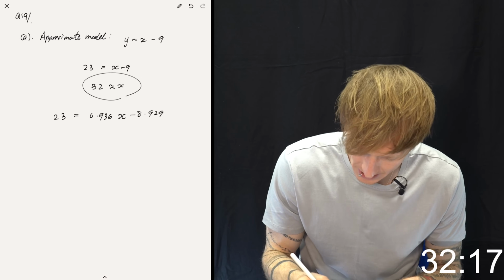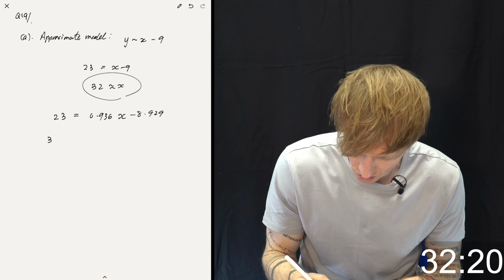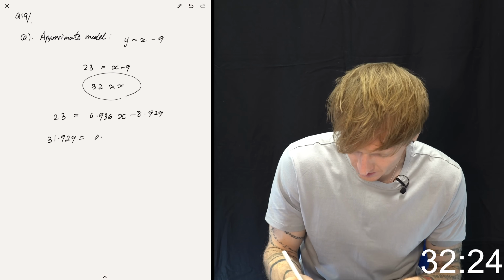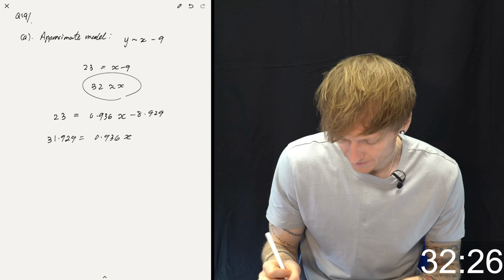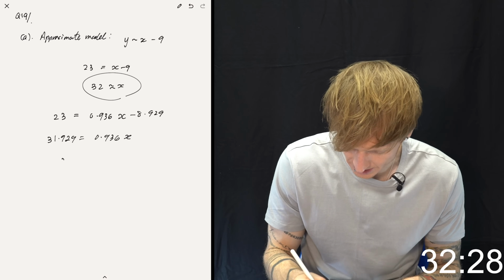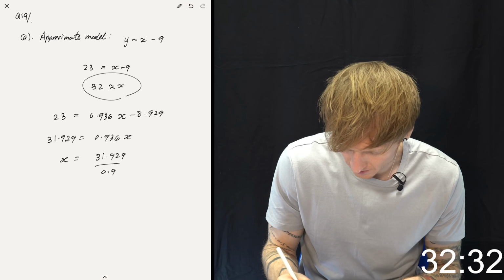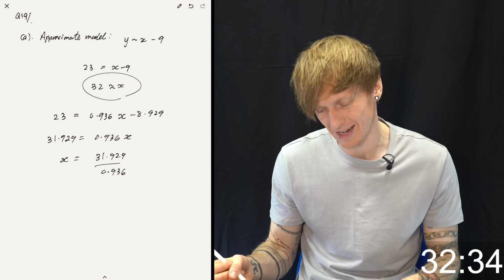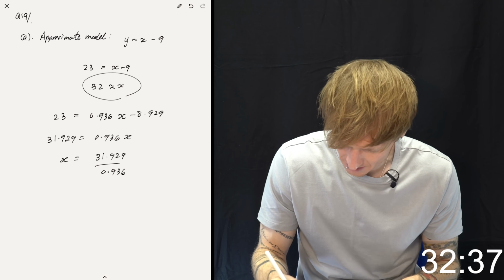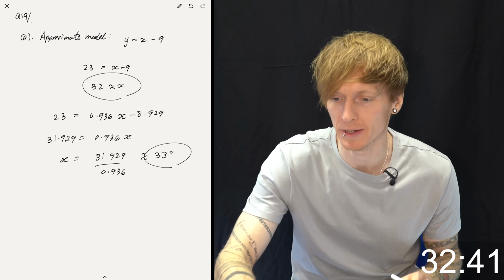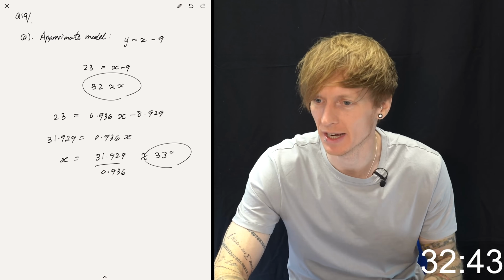So I'm getting that 30, not quite 32, 31.929 is 0.936x. So it's actually going to go up a degree then, isn't it? So x is equal to 31.929 over 0.936. I think that's going to be approximately 33 degrees. He says hoping. I should check this on a calculator, shouldn't I?